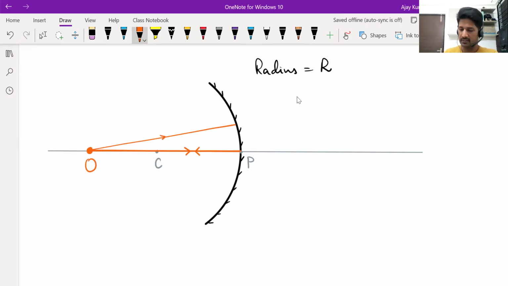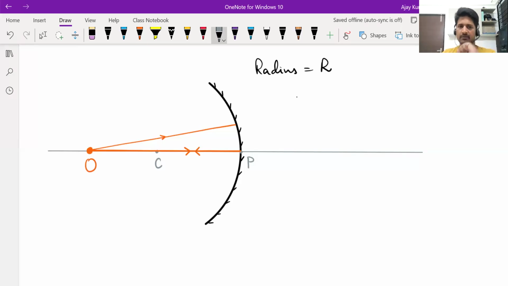Now we have to draw its reflected ray. For that, we should first visualize the normal. Listen, why these derivations are important is because they teach you how to draw the ray diagrams. Okay, we took an incident ray. Now we have to draw the reflected ray. Why? Because we want to locate the image. We want to find out where the image will form. And image in this case is nothing but the common point through which the reflected rays pass.